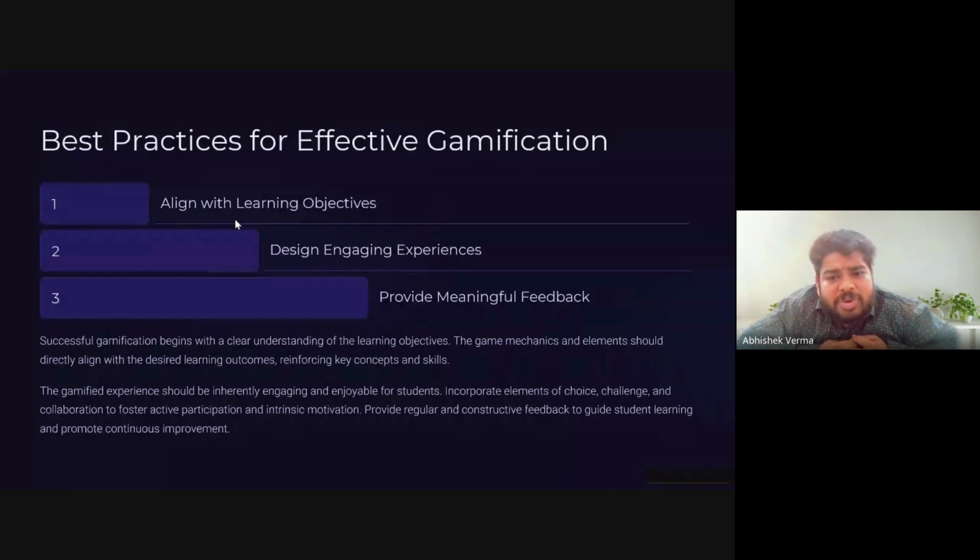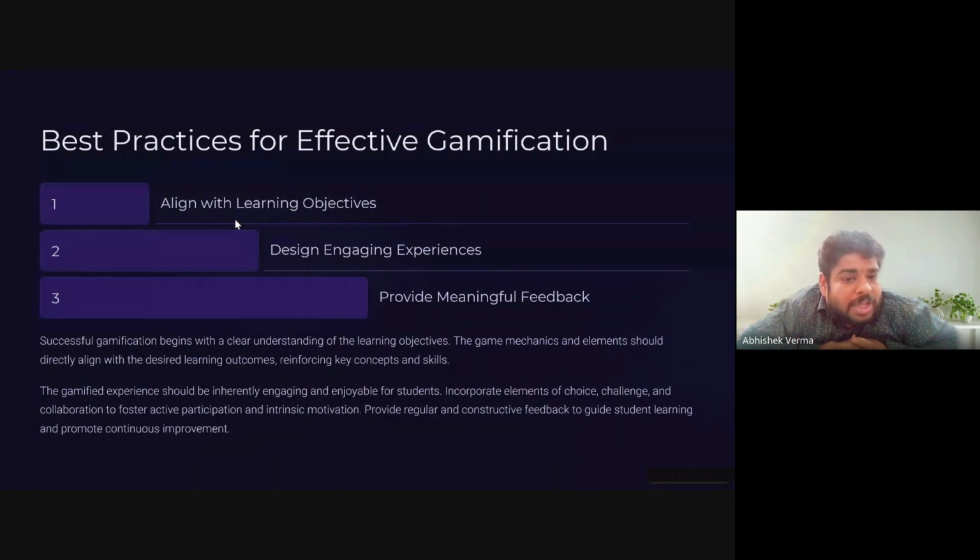The third one is provide meaningful feedback. In the current scenario, most of the teachers are not thinking about the feedback for the class. But in that type of teaching, in that type of learning, you provide meaningful feedback.